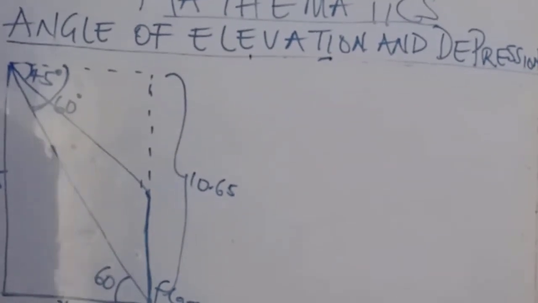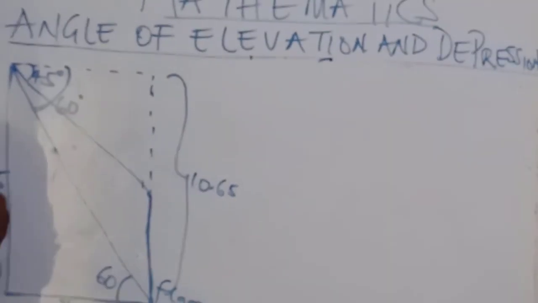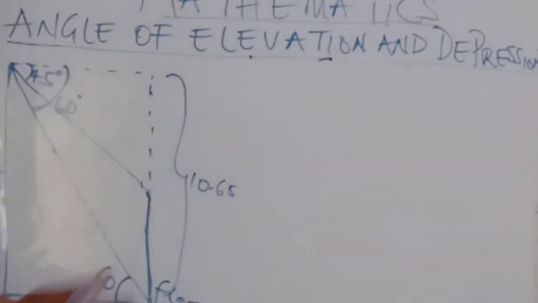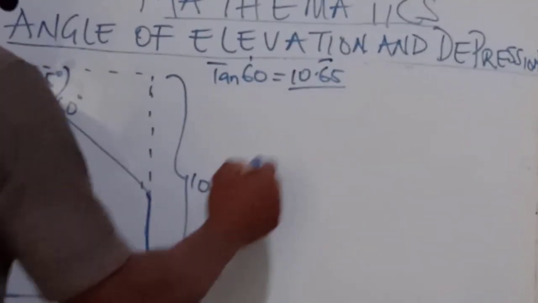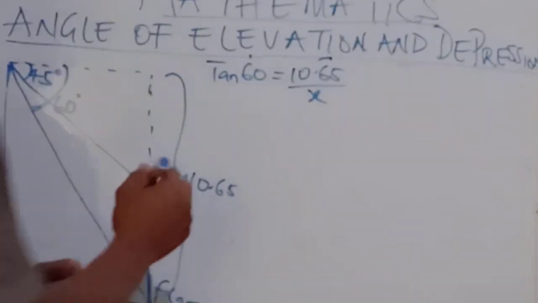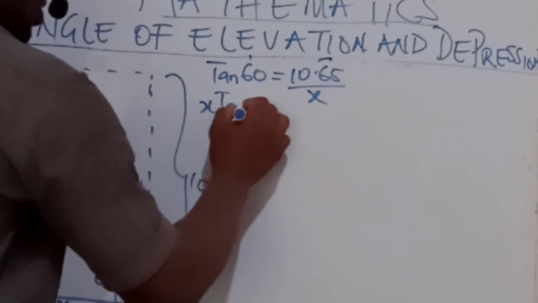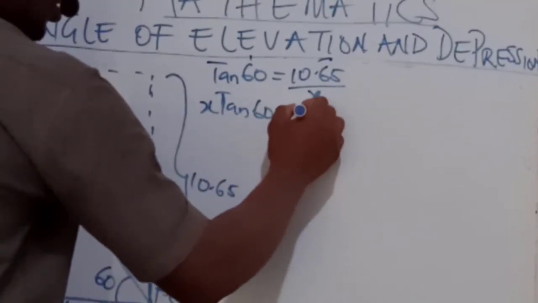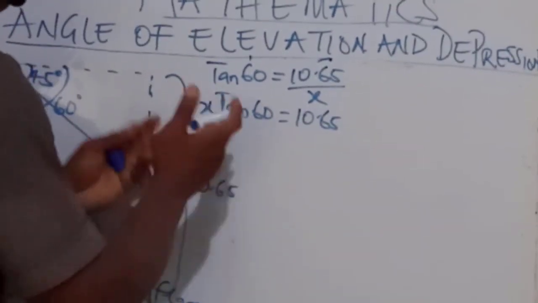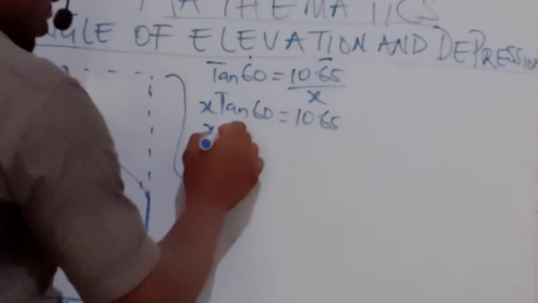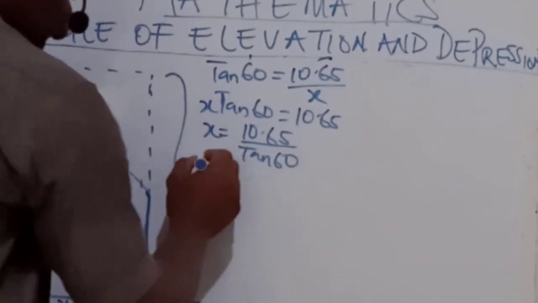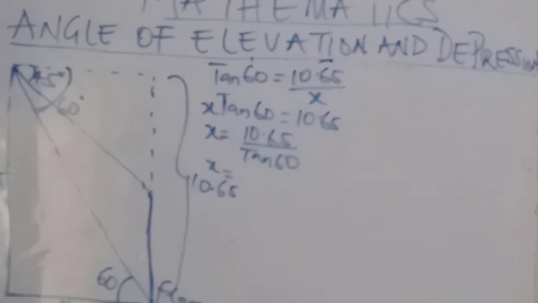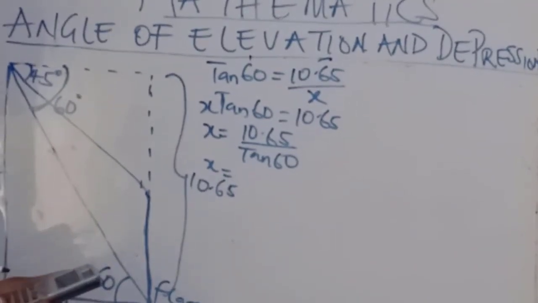So let me call here x, and then we can solve for x. I'm dealing with opposite and adjacent. So that's tan. So tan 60 would give me my opposite, which is 10.65, over adjacent, which is x. If I cross multiply, I would have x tan 60 equals 10.65. If I divide both sides by tan 60, I'll have that x is equal to 10.65 over tan 60.